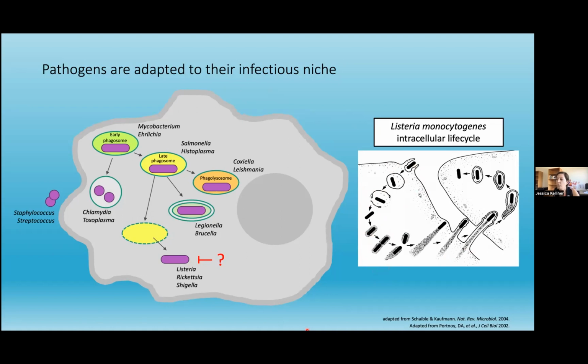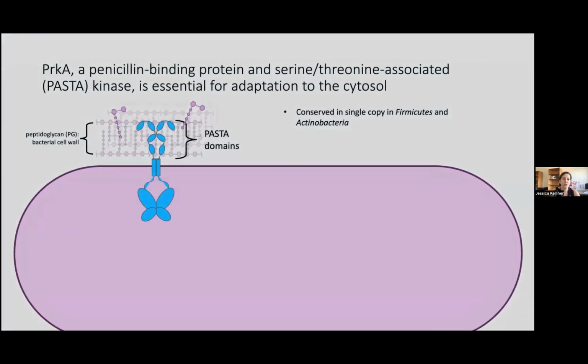So one factor that the Sauer lab previously determined is essential for Listeria's ability to adapt to the cytosol is PrkA, which is a member of the PASTA kinase family. These kinases are comprised of extracellular PASTA domains that sit in the peptidoglycan layer, which is the major component of the bacterial cell wall in gram-positives like Listeria. And these PASTA domains, when they sense cell wall stress, propagate that signal to a eukaryotic-like serine-threonine kinase domain in the bacterial cytoplasm. Because these are serine-threonine kinases, they phosphorylate multiple targets.